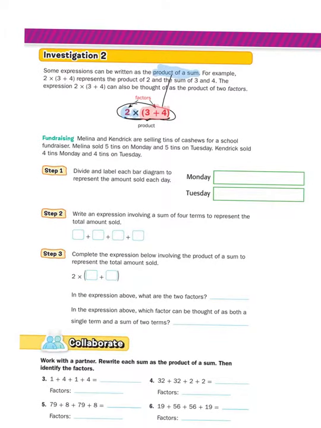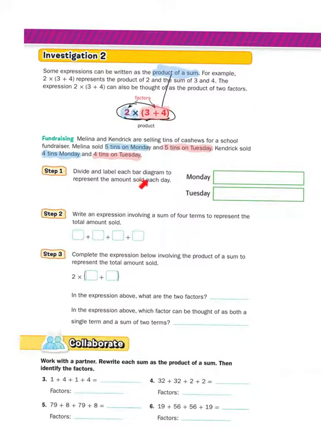I'll show you how this one works. Now, in the investigation it says Melina and Kendrick are selling tins of cashews for a school fundraiser. Melina sold 5 tins on Monday and 5 tins on Tuesday. Kendrick sold 4 tins on Monday and 4 tins on Tuesday. So, I'm going to highlight something here so you can see. I'm going to highlight what was on Monday. So Melina sold 5 tins on Monday and Kendrick sold 4 tins on Monday. Now in red, I'm going to highlight what was sold on Tuesday. Melina sold 5 tins on Tuesday and Kendrick sold 4 tins on Tuesday. Notice on Monday, 5 and 4 is the same as Tuesday, 5 and 4.